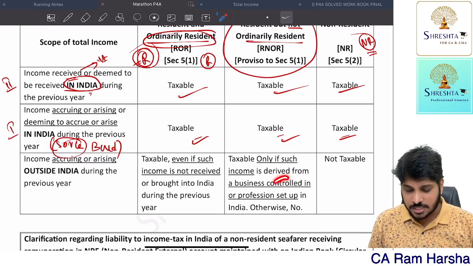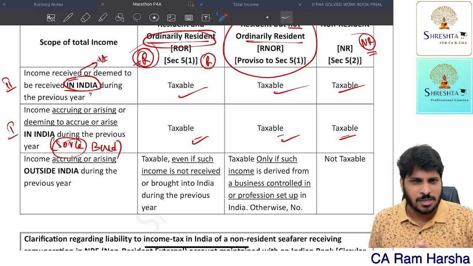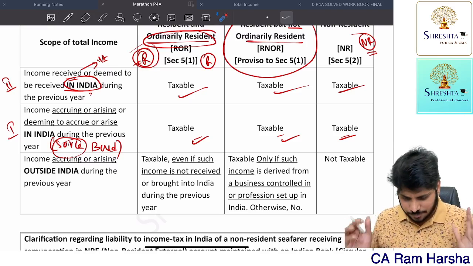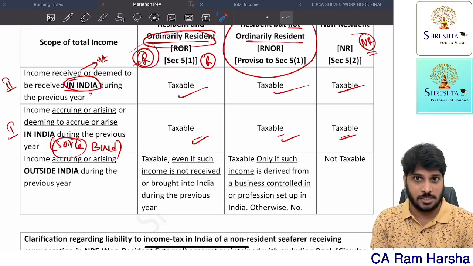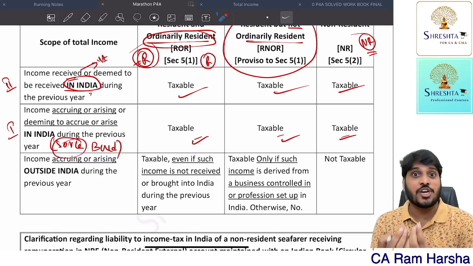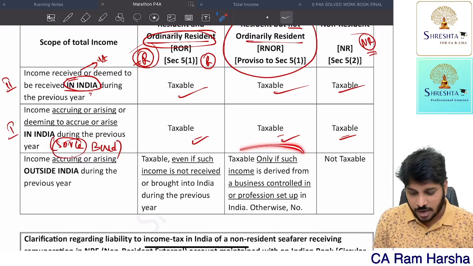See, profession, business control, profession setup is nothing but related to branches. Getting the point? Or it may be related to franchises. It may be related to franchisee businesses. Getting the point? So for RNOR.